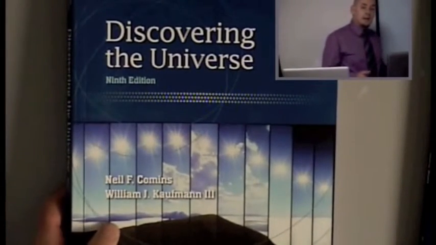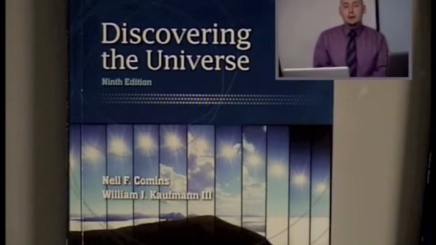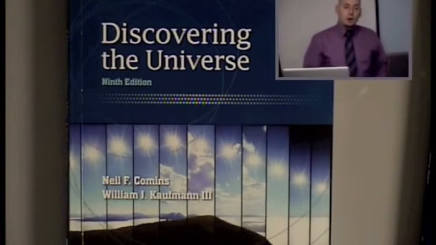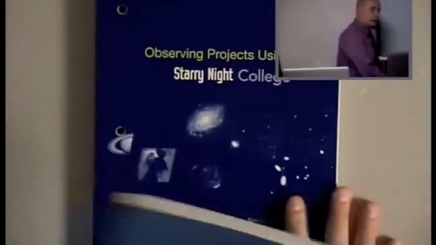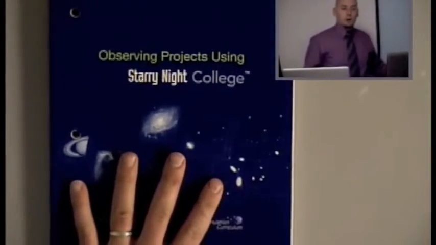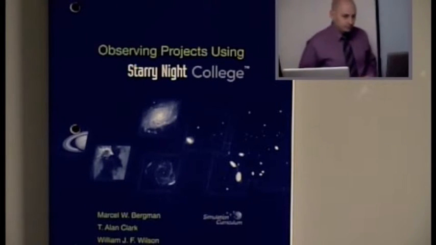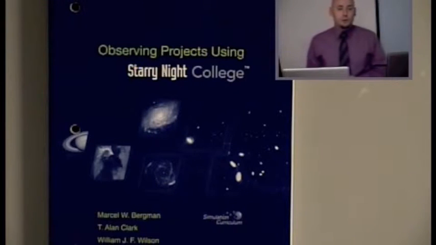Now, this class is a 5-hour course, which means that there is not only a lecture component, which will be done almost exclusively through the online system, but there will also be a lab component for this class. And for the lab component, we will be using this book called Observing Projects Using Starry Night College. If you do not know what Starry Night is, you will soon become very familiar with it.